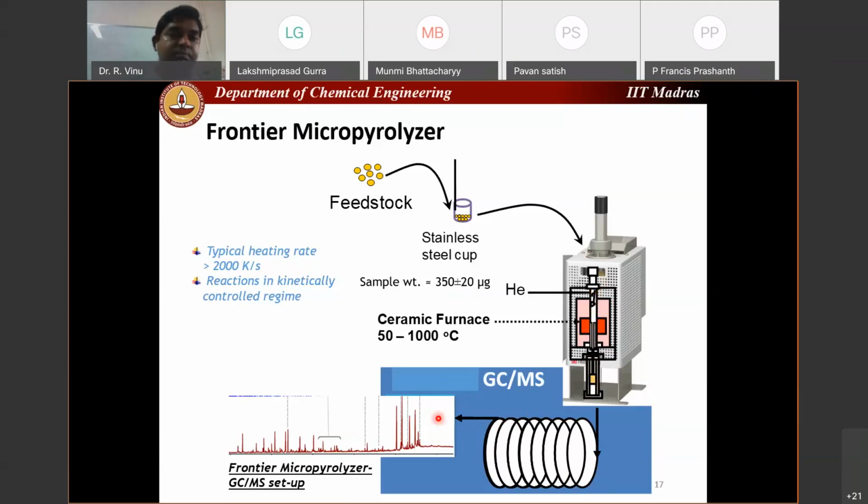Okay. So I'm going to probably focus more on how pyrolysis happens in these different systems, but not really say what the capabilities are. Okay. So the heating rates are reported to be very, very high, and reactions predominantly occur in the kinetically controlled regime.